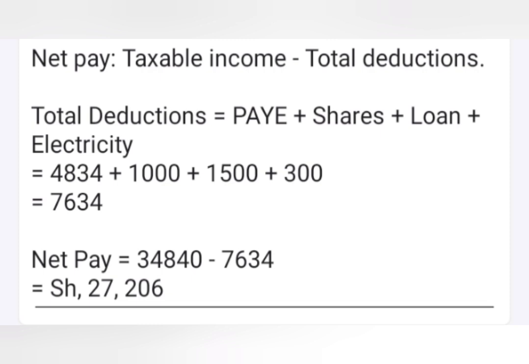So finally, our net pay will be 34,840. We subtract the deduction. So the net pay is 27,206.